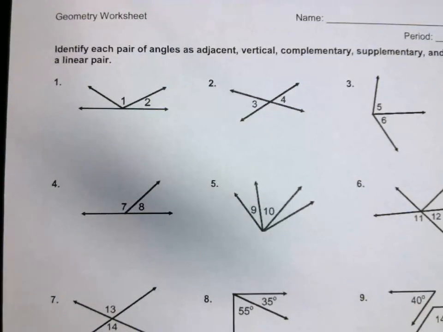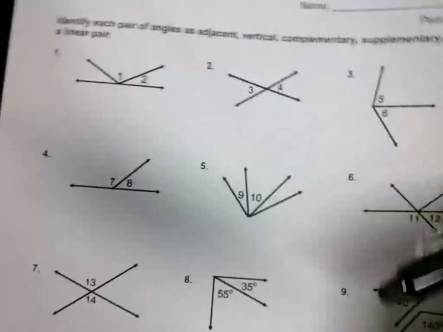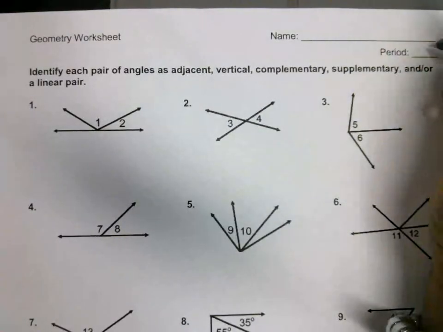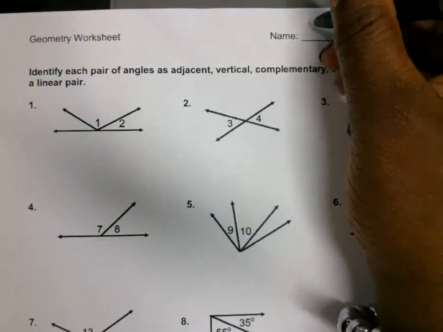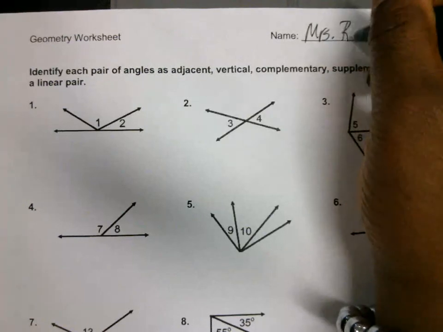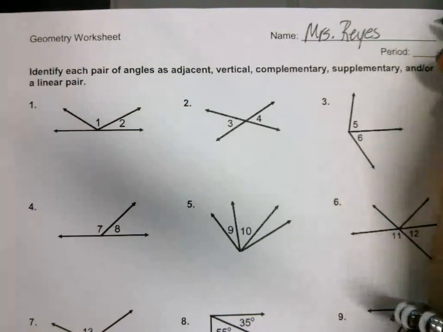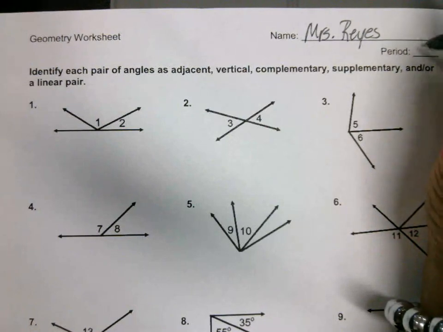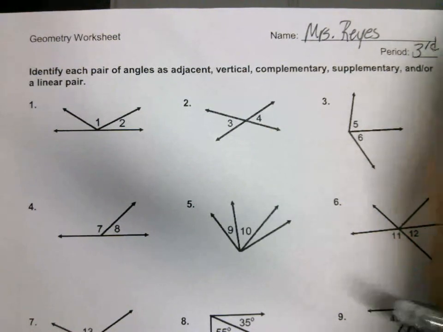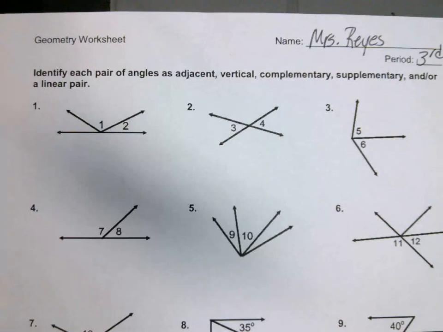First and last name on the sheet, please. First and last name on the sheet, third period. We're going to paste this one in our notebook. You already have these vocabulary words, but I want to make sure that I go through these again with you, and then you're going to practice this on your own.